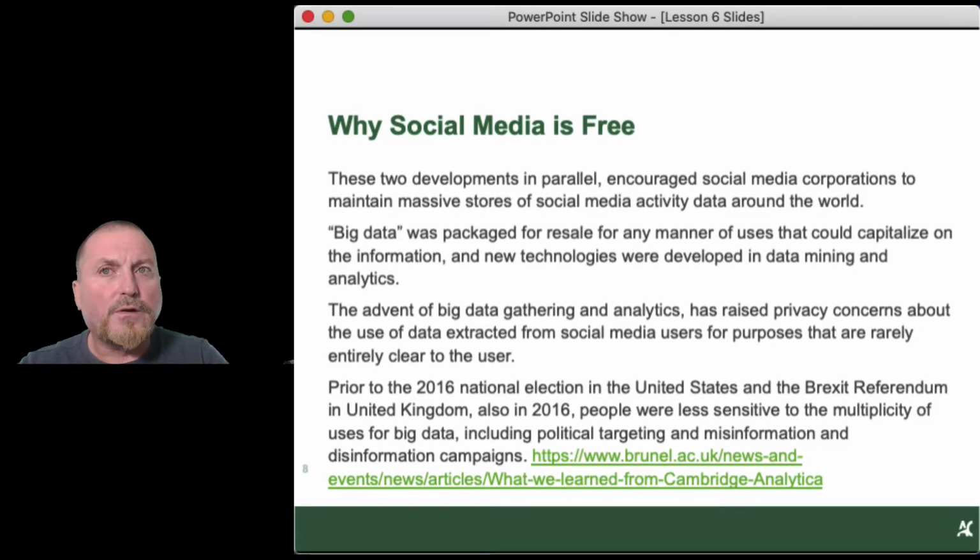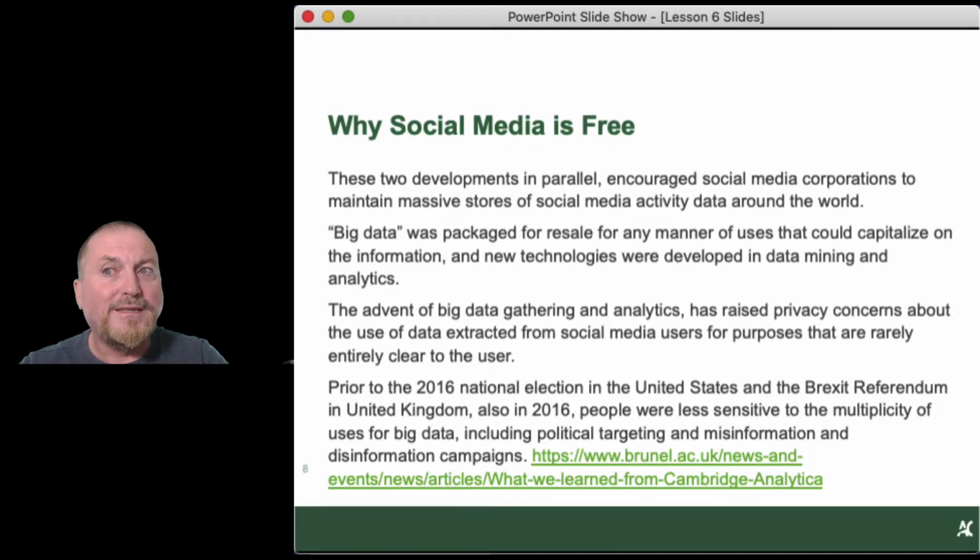And these two developments occurring in parallel encouraged social media corporations to obtain greater and greater massive stores of social media activity and data from around the world. So now they have huge data banks, like large buildings full of computer storage capacity, at various locations around the world, not just one, many. Large data stores, like millions of terabytes of data, okay? That can be collected, all right? And this big data is packaged for resale for any manner of uses that could capitalize on the information.